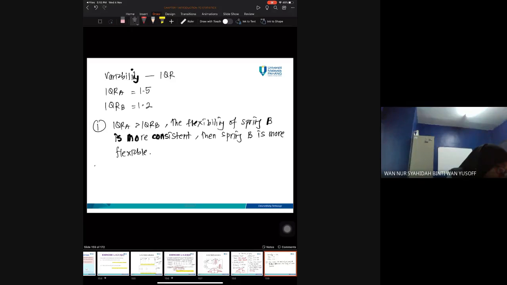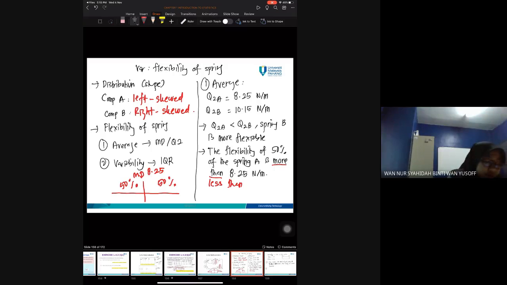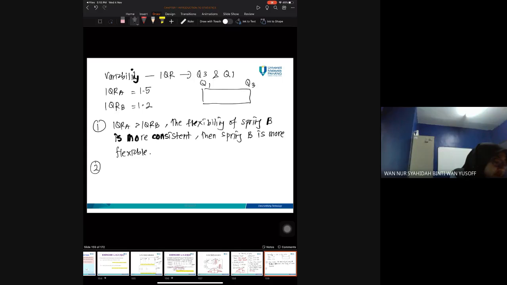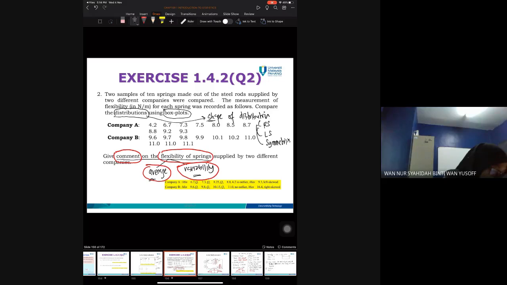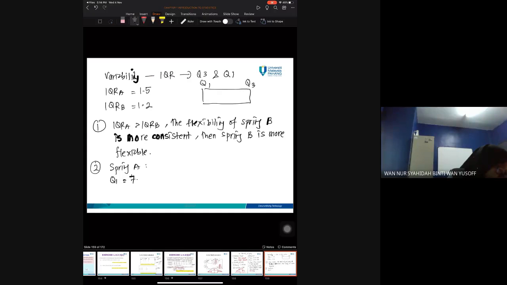Or you can comment that the IQR here is between Q3 and Q1. So Q1 to Q3 here is about 50% of your data set. If you go through the measures of position again, the position of Q1 and Q3 covers about 50% of the data set. So you can comment on that. For example, for spring A, Q1 is 7.3 and Q3 is 8.8.